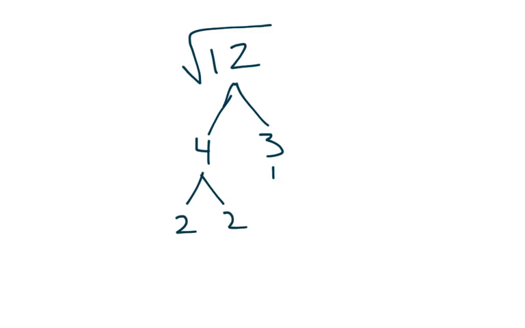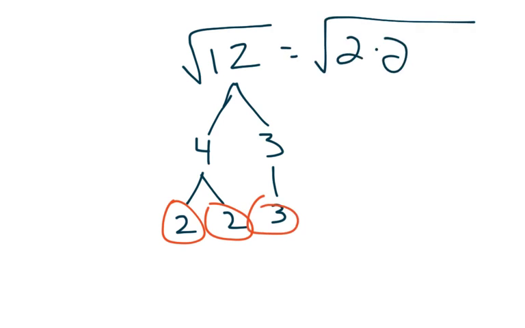Let's try the square root of 12. Well, 12 times 1 would work, but 4 times 3 is better because we need to be able to break it down. Notice I have 2, 2, and 3. If you're not good at your multiplication facts, these can become very hard because you can make a lot of errors and it becomes very messy.